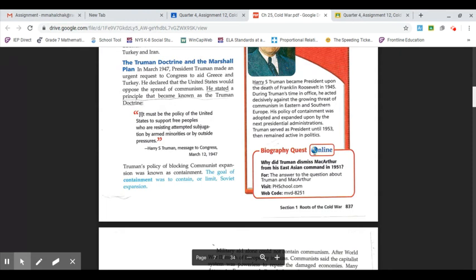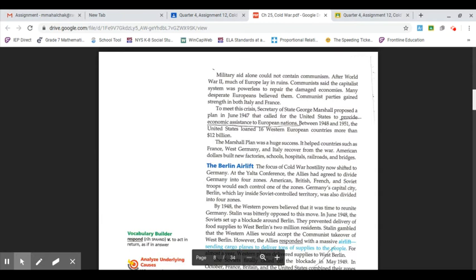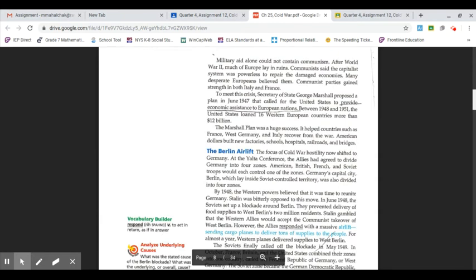Truman's policy of blocking communist expansion was known as containment. The goal of containment was to contain or limit Soviet expansion. Military aid alone could not contain communism.